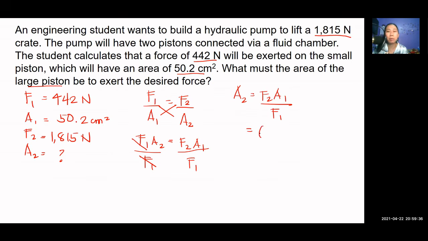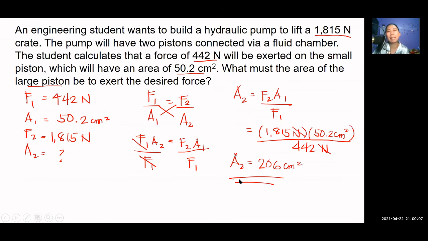So substitute na natin yung mga values. So ang F2 natin is 1,850 newtons. And then ang area 1 natin is 50.2 square centimeters. I-divide natin to sa F1 natin, which is 442 newtons. So kung mapapansin nyo, makakancel natin dito yung unit na newtons. So ang ating final answer for A2 is equal to 206 square centimeters. So yan po ang ating A2.